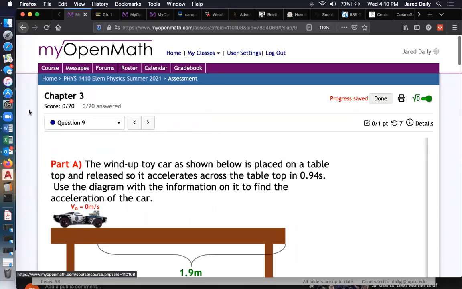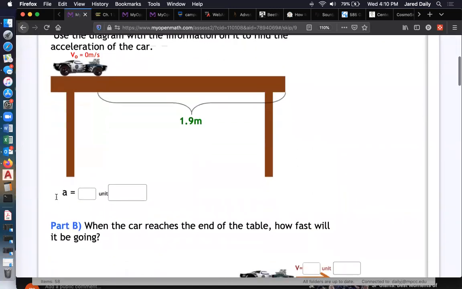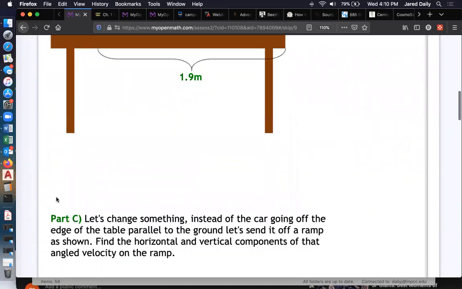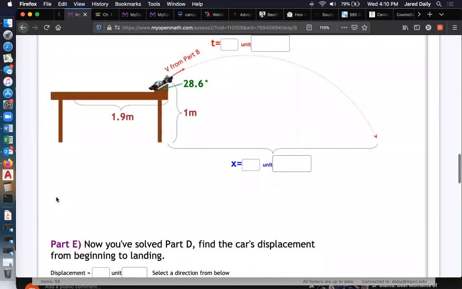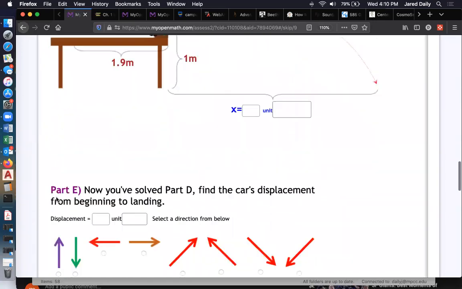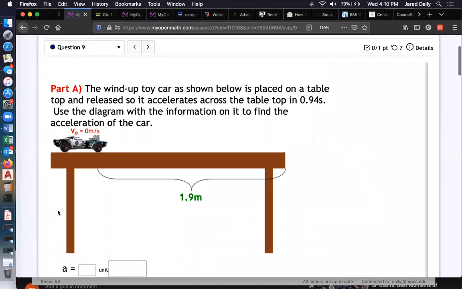Oh, here's another one that people love. Anybody do this problem? Anybody get this problem with the car going off the table? Yeah, it took a lot of time. Yeah, this one's a lot of fun. This one does take a lot of time. But this one is very similar to the cannon problem with different heights of table, except that it also has a length of the table that it's accelerating.